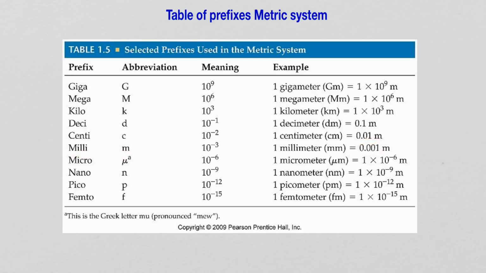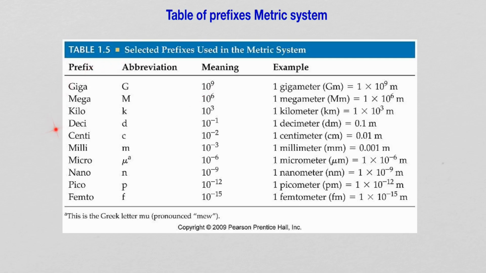We have the milli, that corresponds to 10 to the negative third power, and the millimeter is equal to 0.001 meters. We have also the micro, which is abbreviated with the Greek letter mu, and so 10 to the negative sixth power corresponds to that prefix, and so the micrometer is 10 to the negative 6 meters. And then we have smaller denominations, the nanometer, the picometer, the femtometer, and of course we have larger denominations, the megameter, the gigameter, and so on and so forth.